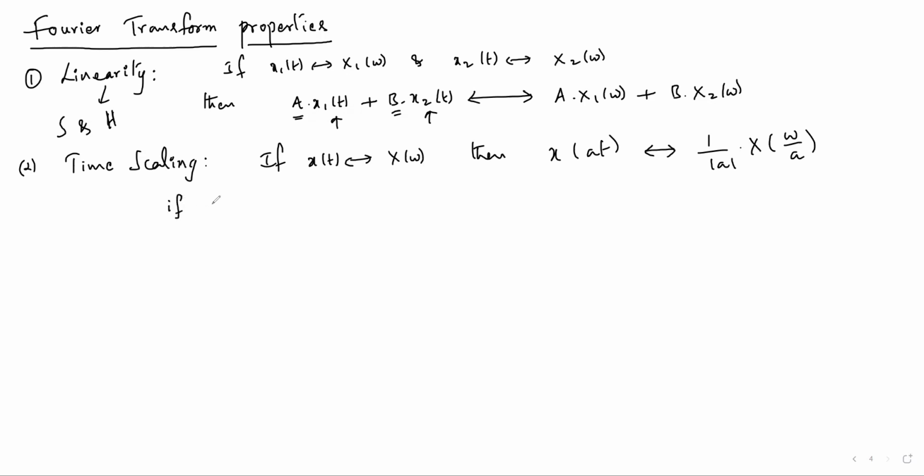In case if a value, if you take as -1, then scaling property x of minus t Fourier transform, what it will be? 1 by modulus of -1 is +1, and x of omega by -1, that is x of minus omega. This is called time reversal property of Fourier transform. The time reversal property is nothing but the special case of time scaling property of Fourier transform.